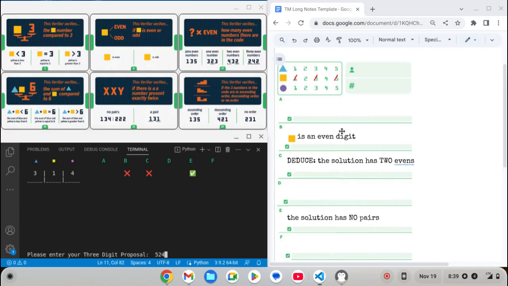524. And just to double check, yeah, that middle digit is even. We do have two evens, and they are distinct, as in no pairs. Okay, well, let's give that a try. Okay, so let's go ahead and pick criteria card A, though. I want to see what that middle digit is.